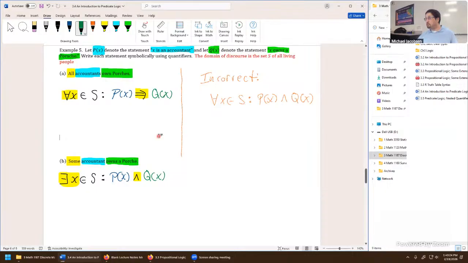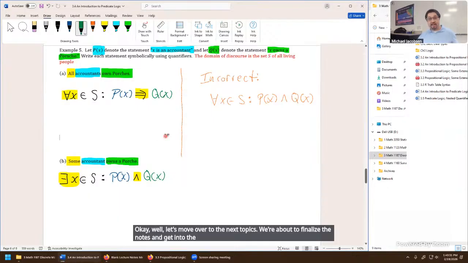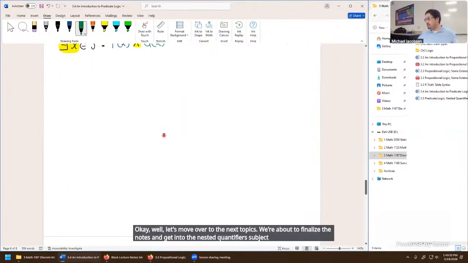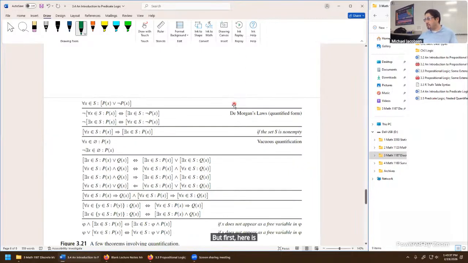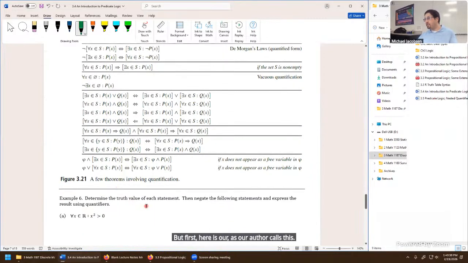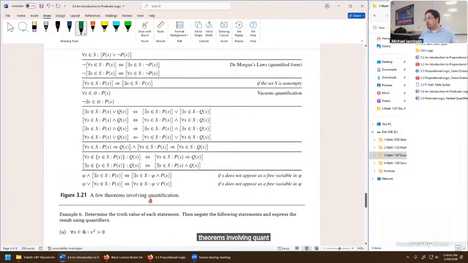Okay, well, let's move over to the next topics. We're about to finalize the notes and get into the nested quantifiers subject. But first, here is, as our author calls this, theorems involving quantification. There's lots of stuff going on in this so far.